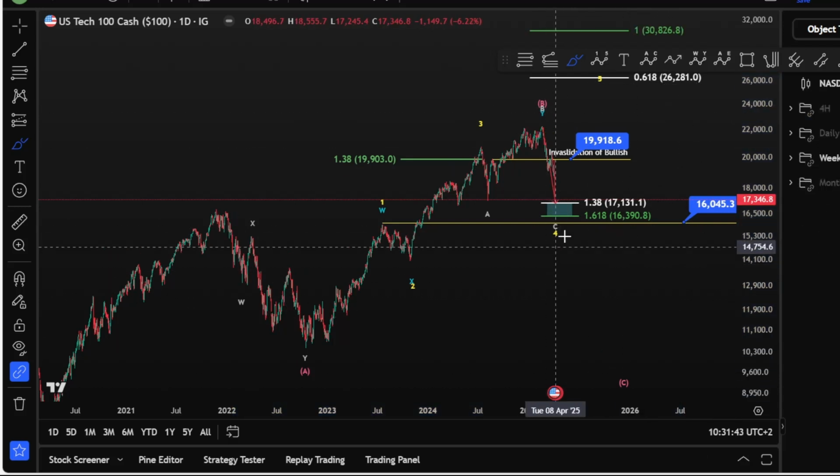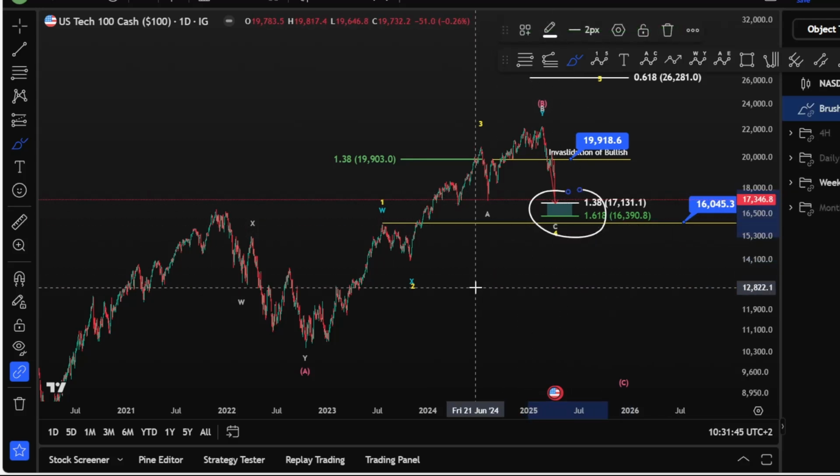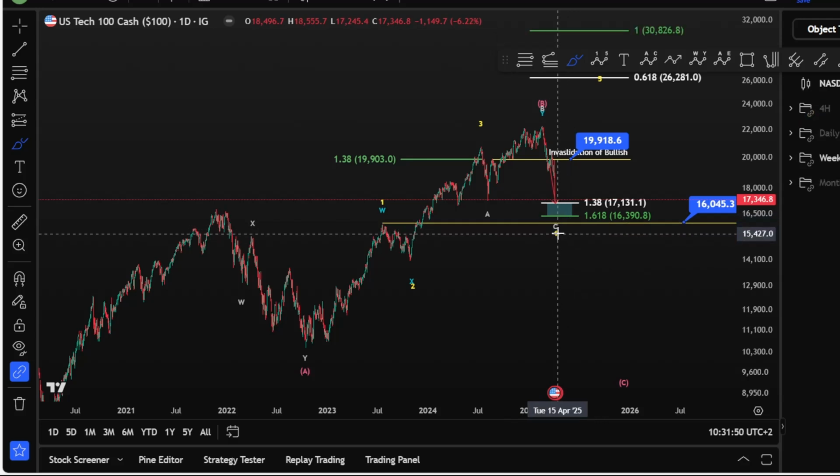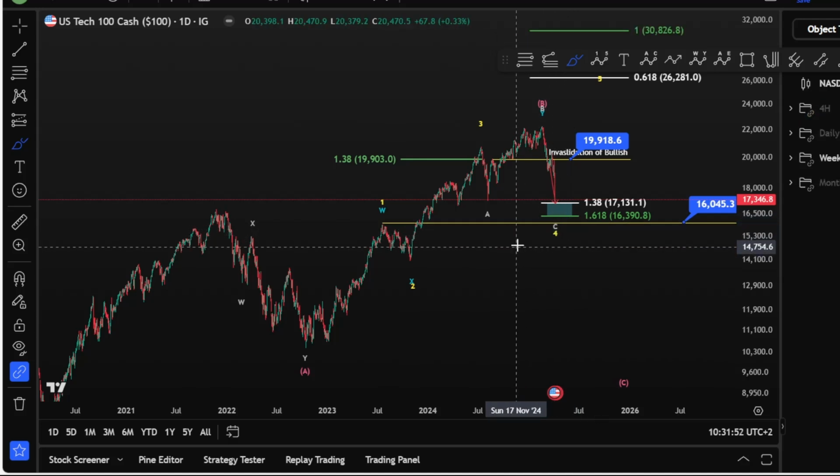Of course, we're gonna reanalyze after hitting this blue box and hitting the yellow line, step by step. That was it for NASDAQ. Trade safe.